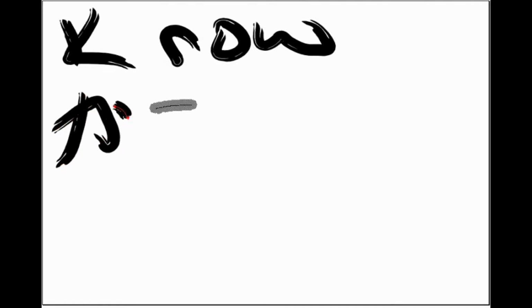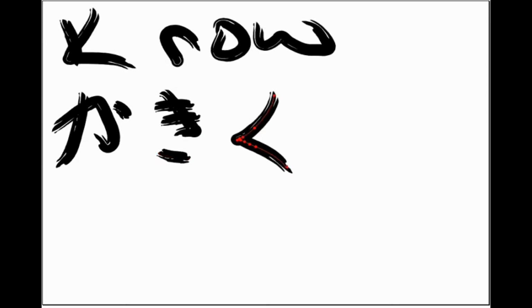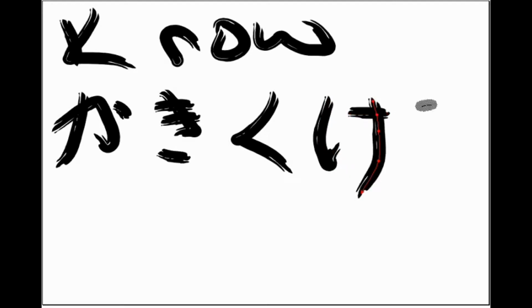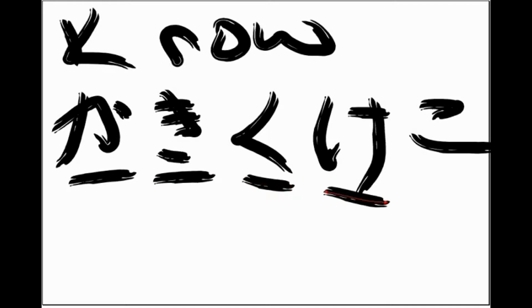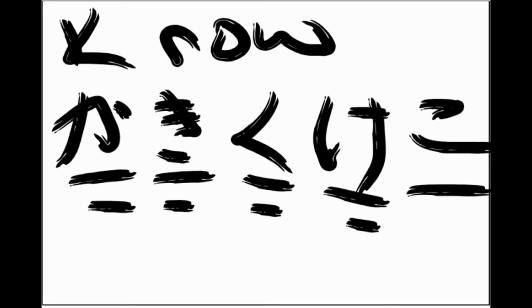Now, in a row again, here's Ka. Here's Ki. Remember to do the horizontal first with Ku. And oops, here is Ke. And here's Ko. Ka, ki, ku, ke, ko. Just like that.